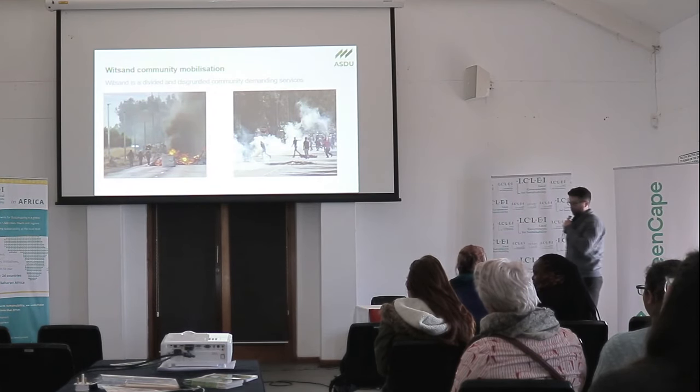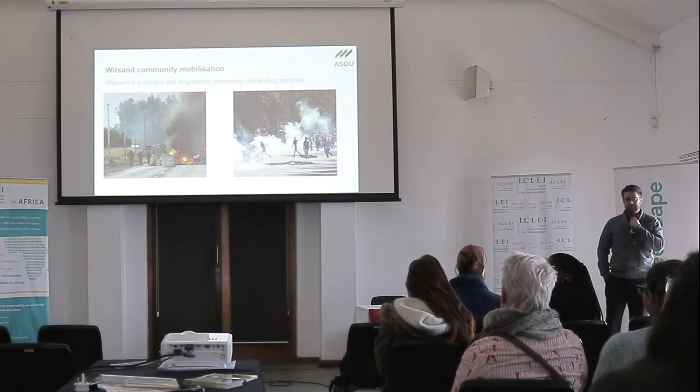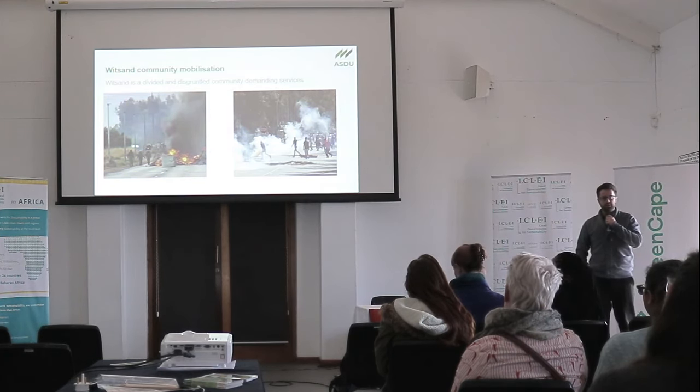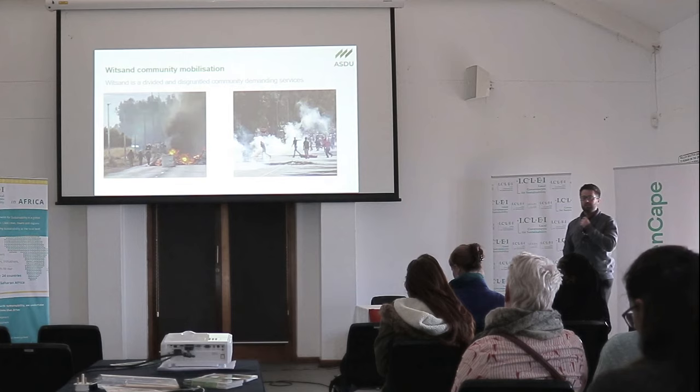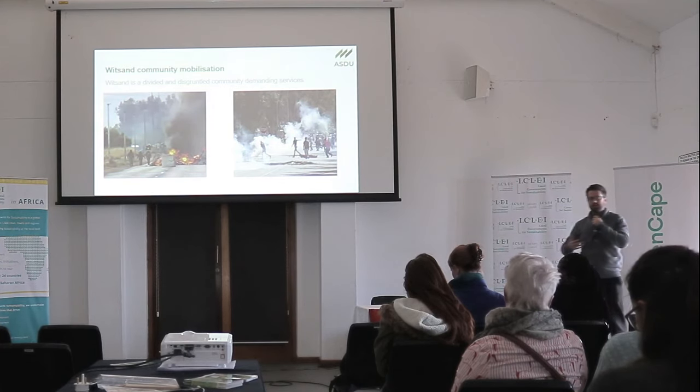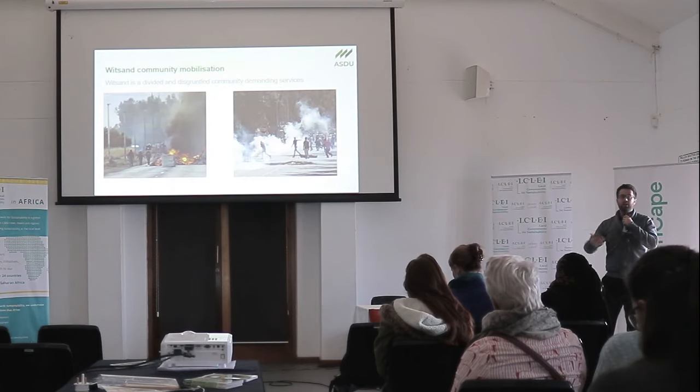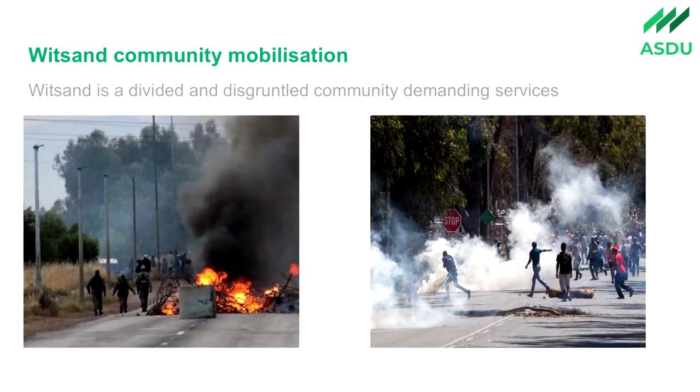Witsand has been around for about 30 years. It's a community that is angry. It's a community that is demanding service delivery. And it's a community that's reached a point of boiling over, where the citizens feel like they no longer have any power, so they've reached the point of violent protests. So these were pictures that we took in about September, October last year, when the community started to demand service delivery from a number of different organizations.